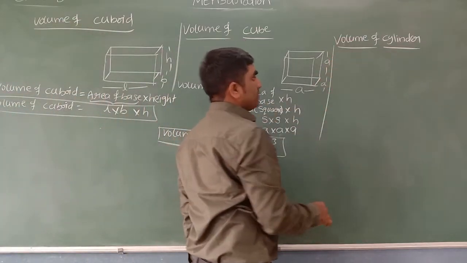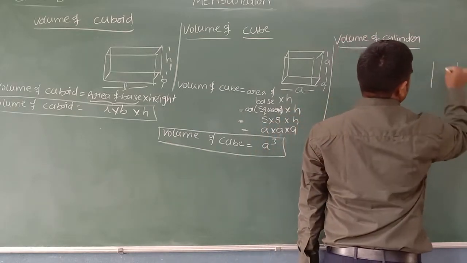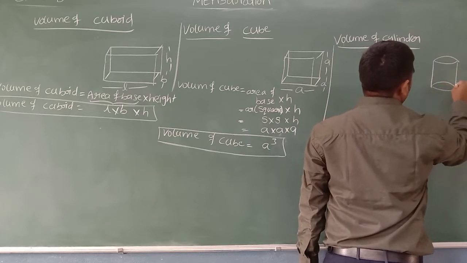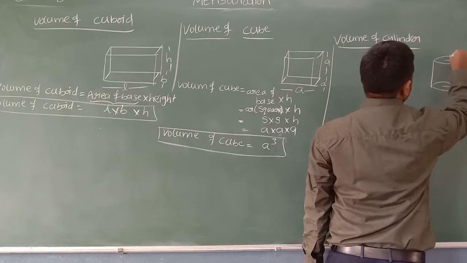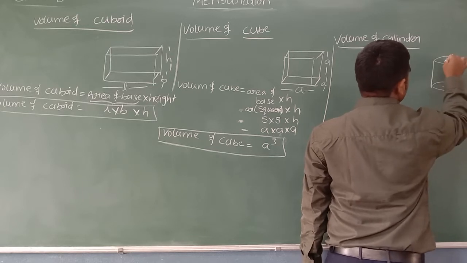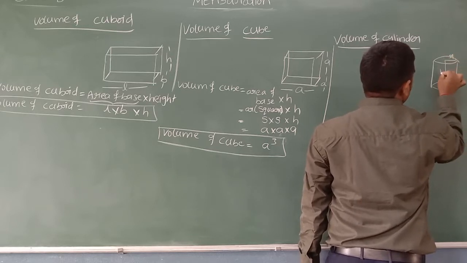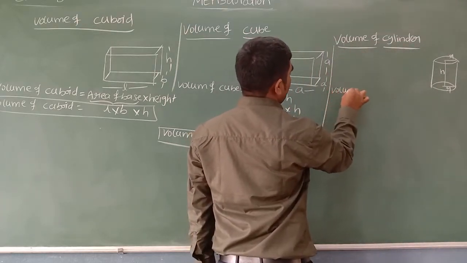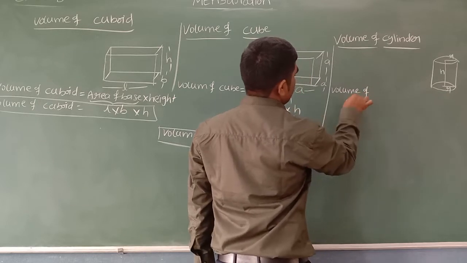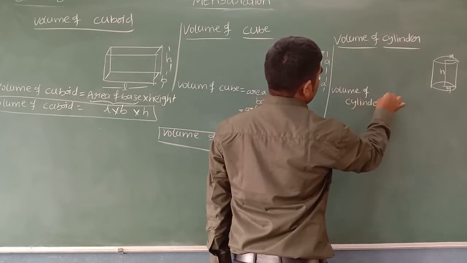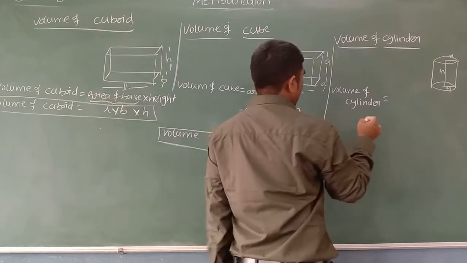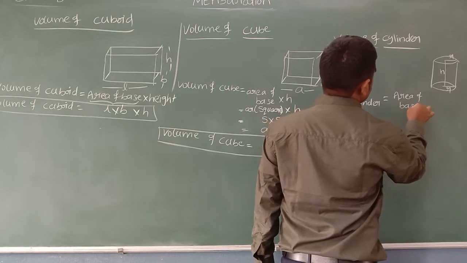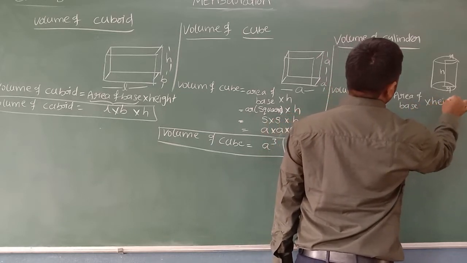Let us see the volume of a cylinder. So let me draw the cylinder first. The cylinder has top and bottom as congruent faces, and top and bottom both are circles. So both circles are congruent. It means they have the same radius, and the distance between the two centers is called the height. So let us see how to find the volume of a cylinder. Volume of cylinder is equal to, what is the formula I said to find the volume? Area of the base into height.